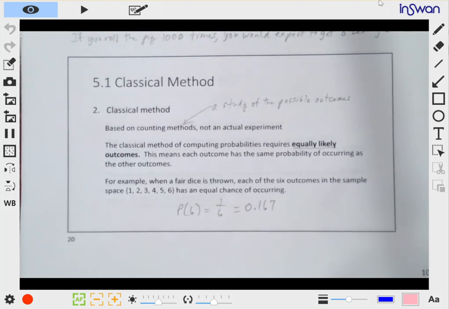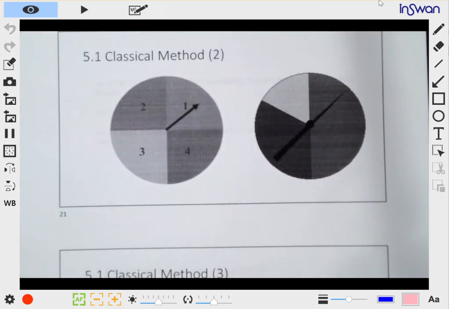Again, in this book, we're writing probabilities mostly as decimal numbers, and that's especially true when we're working with empirical probabilities, but they're also doing it when you do the classical method as well. Let's go ahead and move on to the next slide.